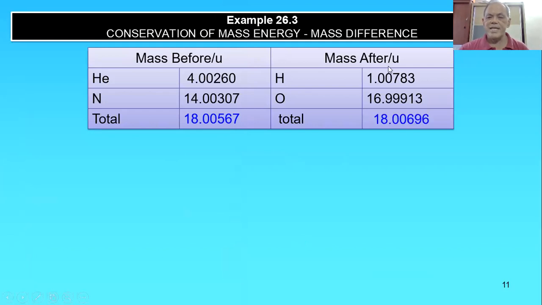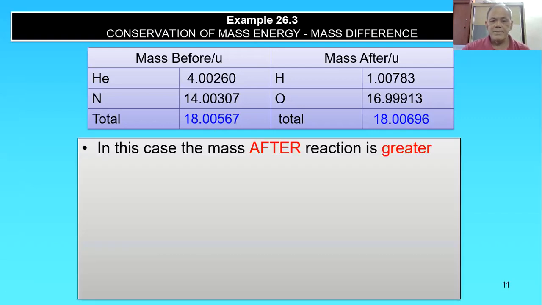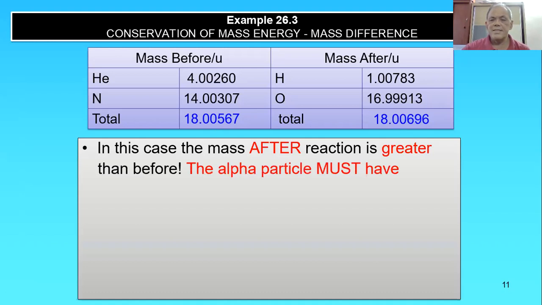Same thing, you just add them up. You get 18.00696. Okay, you can see if you round off to 2 decimal places, these two will be the same because the change in mass is very small. So in this case, we can see after the reaction, the mass is greater than the initial mass.